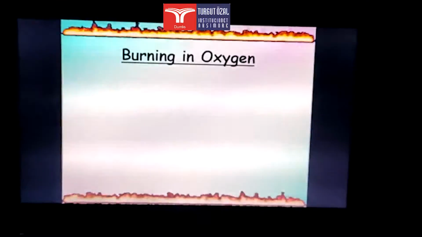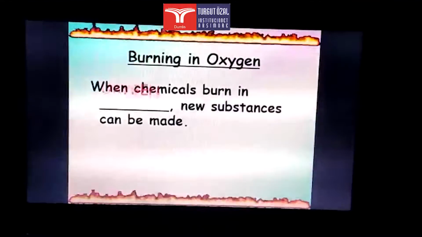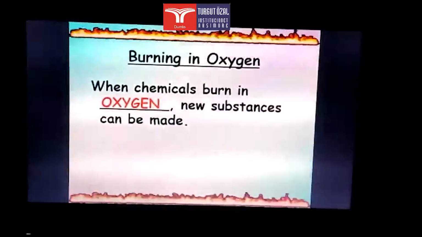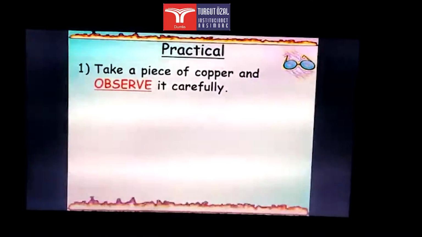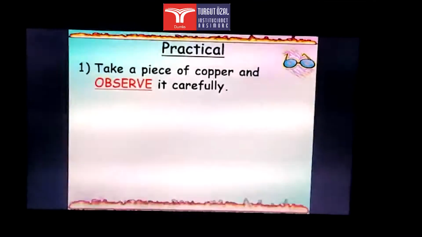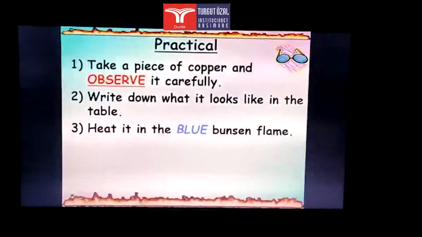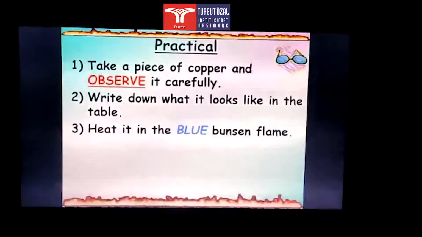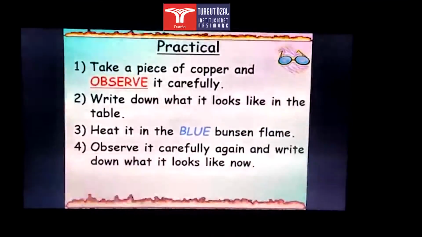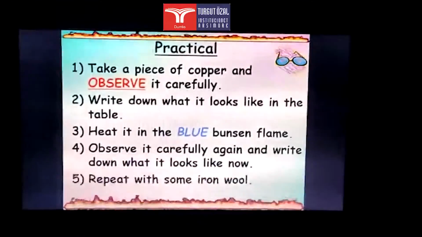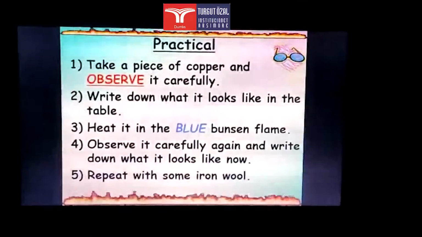Burning in oxygen. When chemicals burn in oxygen, new substances can be made. Here we have a practical. Take a piece of copper and observe it carefully. Write down what it looks like in the table. Heat it in the blue Bunsen flame. Observe it carefully again and write down what it looks like now. Repeat with some iron wool.